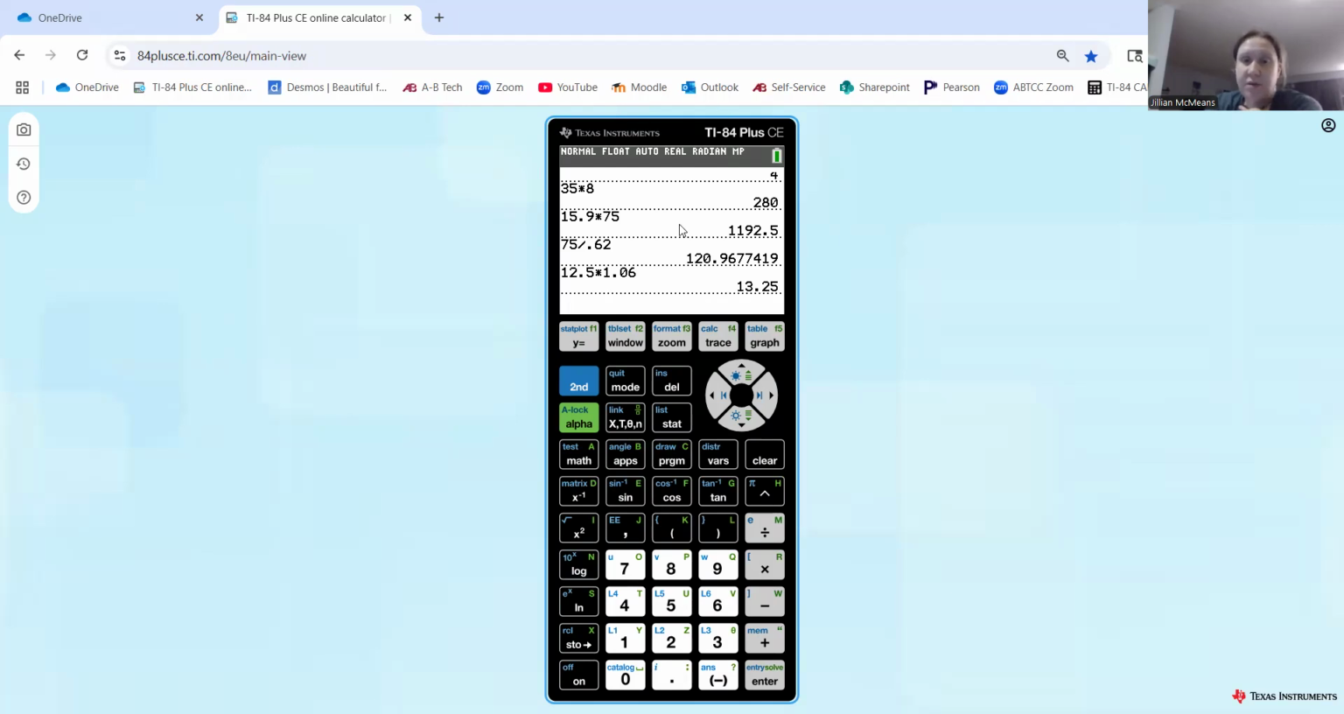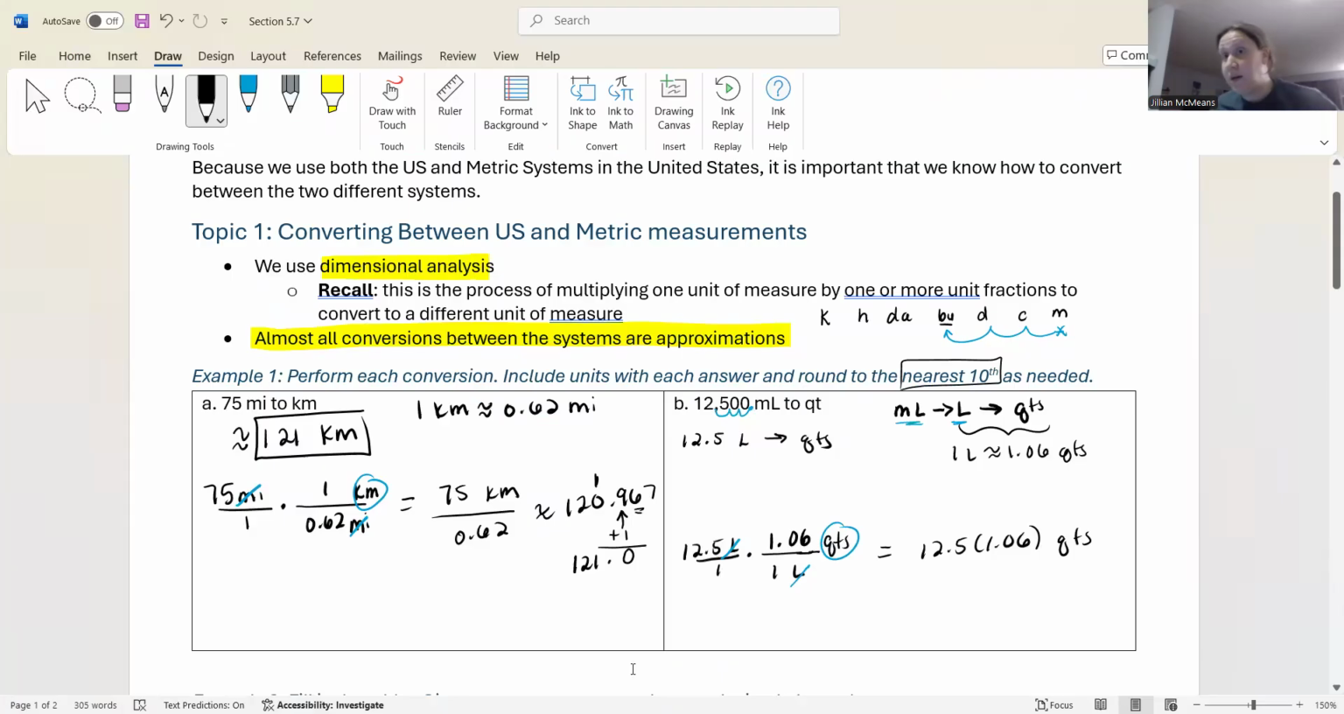So with a nice answer like this, you could really just leave it 13.25, but the directions do tell us to round to the nearest tenth as needed. So we get 13.25. If we round to the nearest tenth, that's this 2. Directly to the right of the 2, we have a 5, which tells us to round up. So we would say this is approximately 13.3 quarts. All right, so 12,500 milliliters is 12.5 liters, which is approximately 13.3 quarts, okay?